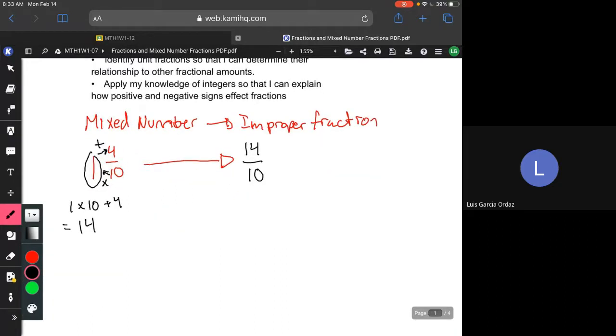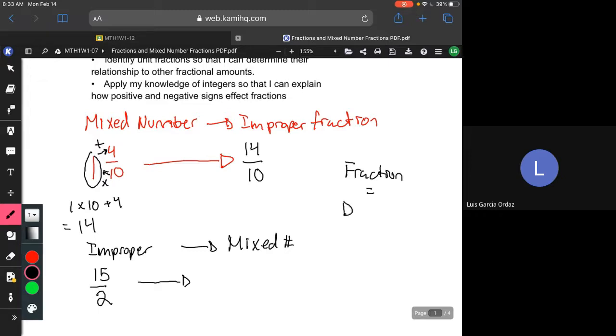Now we can go the opposite way. We can go from improper to a mixed number. So again, someone give me an improper fraction. That's where your numerator is bigger than the denominator below. 15 over 2. Like I said before, a fraction is also the same thing as saying division. Obviously, 15 over 2 is going to give me a decimal. So now you have to ask yourself, how many times can I divide 15 by 2 without going over?